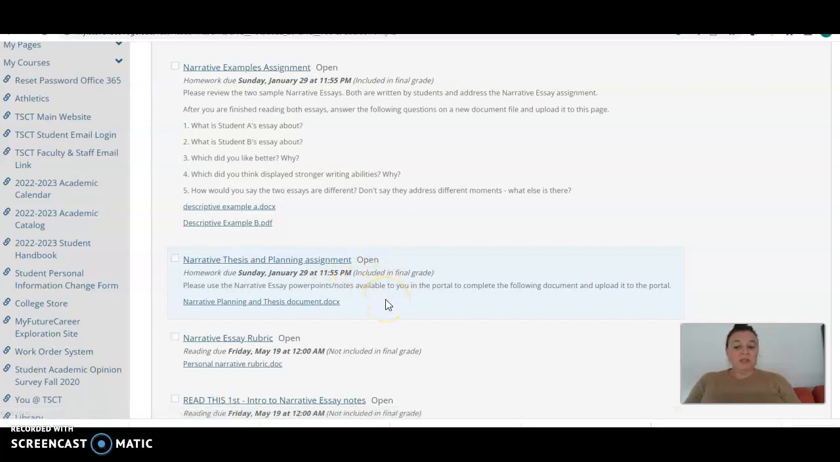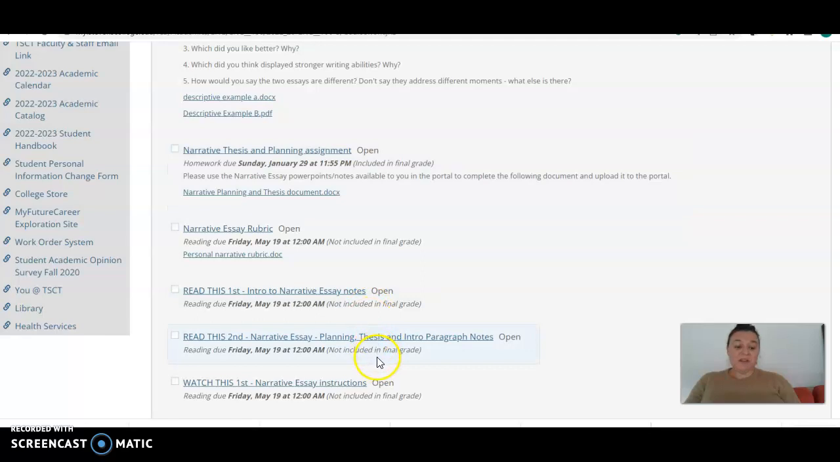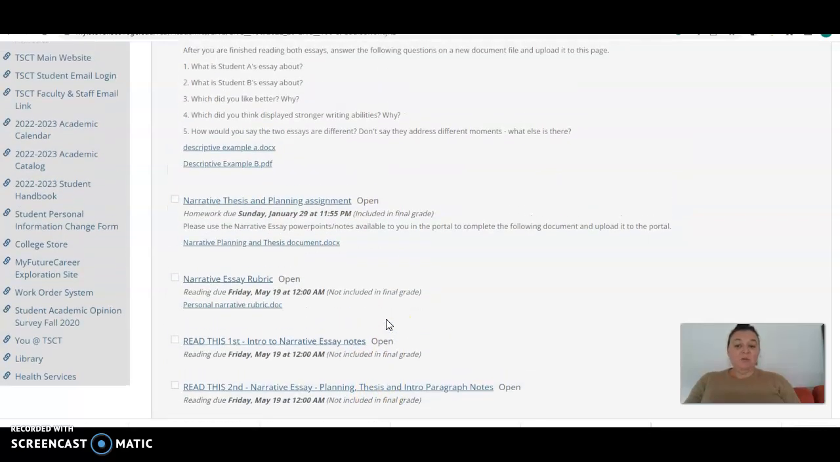The second assignment you're going to have is the narrative thesis and planning assignment. And you're going to use these PowerPoints and these notes and this video to help you get started on planning your essay and what you're going to write about. And this document walks you through each of the steps that you'll need to take. And then when you're done, you'll submit that document for some feedback and get the green light about moving ahead next week when we start drafting our essay.